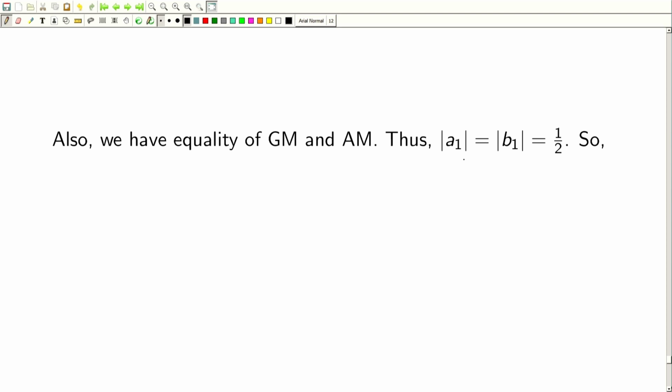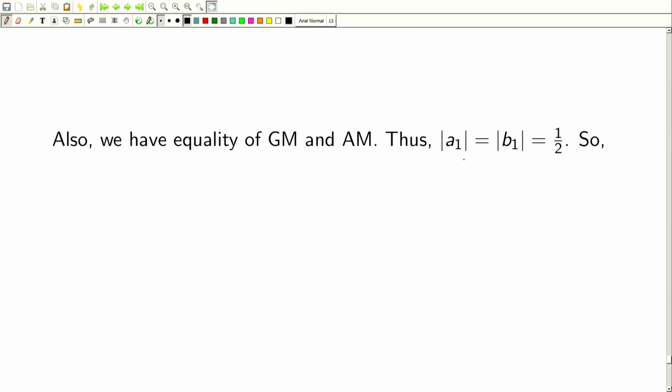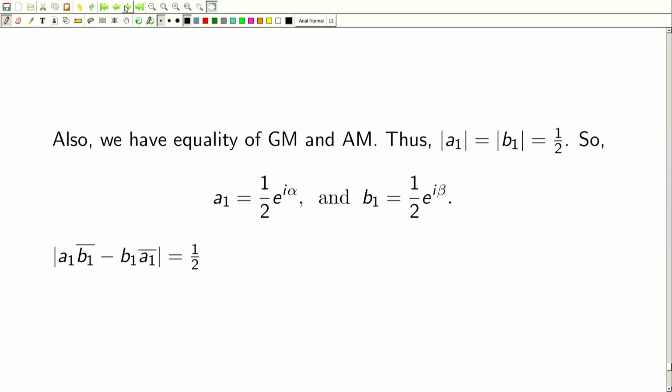Also, we have the geometric and arithmetic mean. So, now every inequality becomes an equality. Therefore, from the equality of GM and AM, we get |a_1| is equal to |b_1|, which is equal to 1/2. So, obviously, this is lying on the circle of radius half. So, a_1 is 1/2 e^{i alpha}, and b_1 is equal to 1/2 e^{i beta} for some alpha and beta.